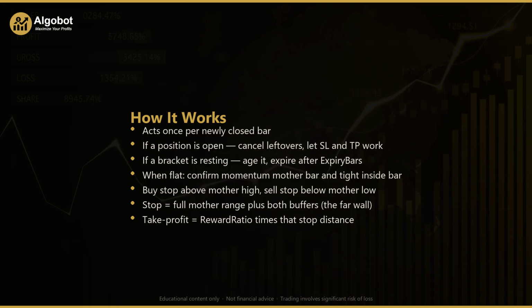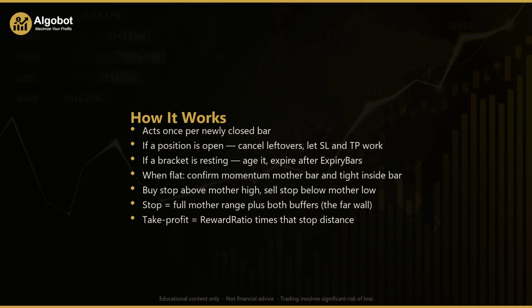Next, it checks whether a bracket of pending orders is already resting in the market but hasn't been triggered yet. If so, it ages that bracket by 1 bar, and if the bracket has been sitting unfilled for too long, by default, 3 bars, it cancels both orders and goes back to hunting. This means the EA never pays for a breakout that doesn't actually happen, and it never stacks a second bracket on top of an old one.